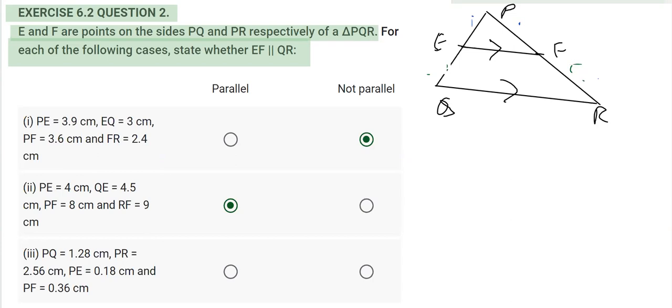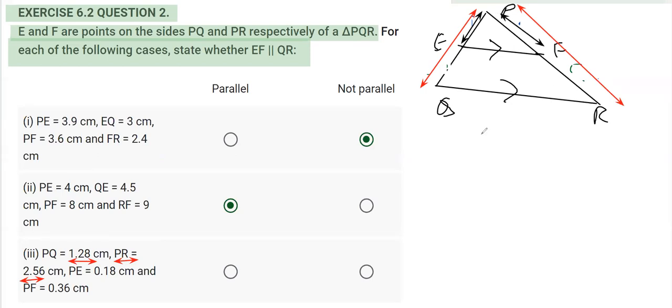Let's see the numbers and information given here. In the third part, the length of PQ is given, the whole length of PQ, as 1.28. PR, that means the whole length, is also mentioned as 2.56. And the other two lengths given here are PE, which is 0.18, and PF.